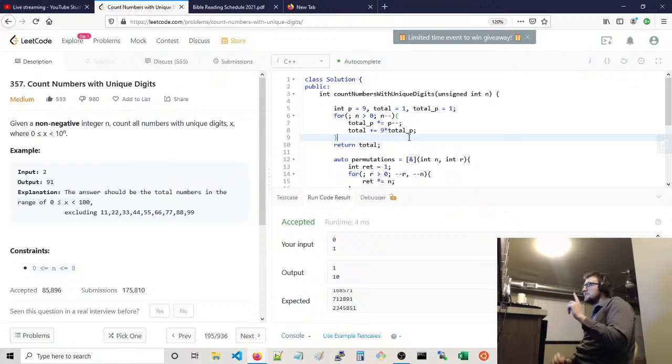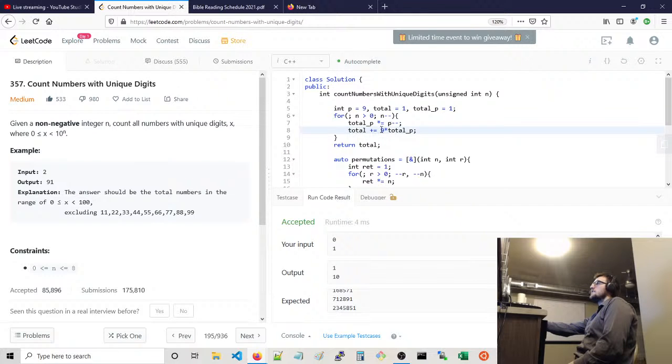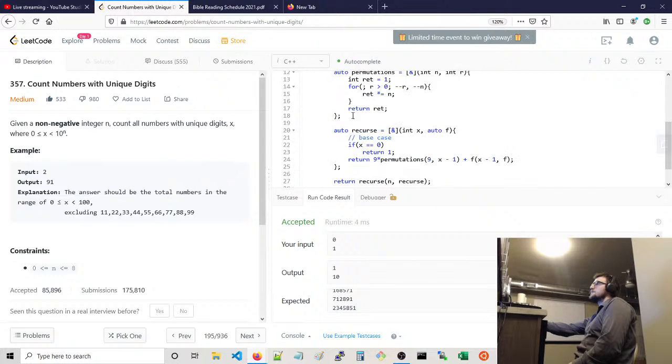When n is 1, we say this is 1 times 9 is 9, and then we add, oh, this is wrong. Oh, we add to itself 9 times total P. I think I actually do this second. So let's see what happens if we do this.